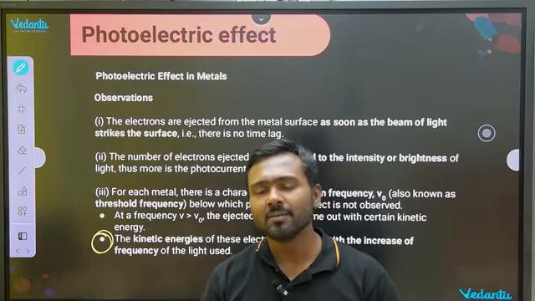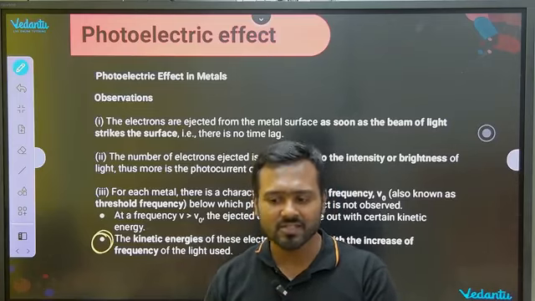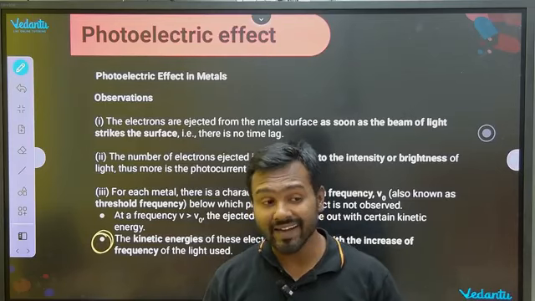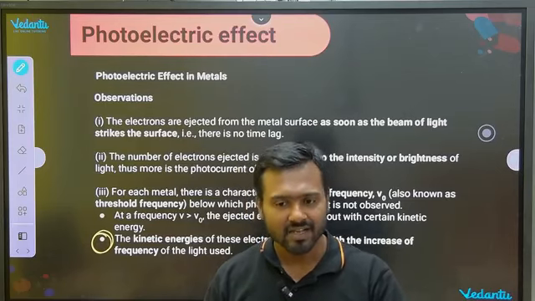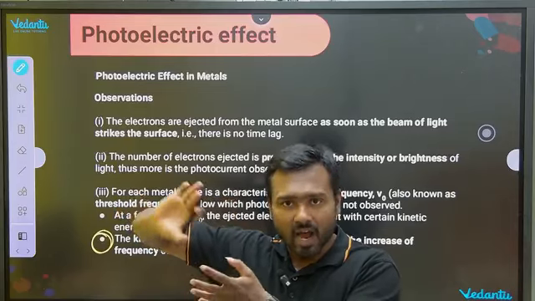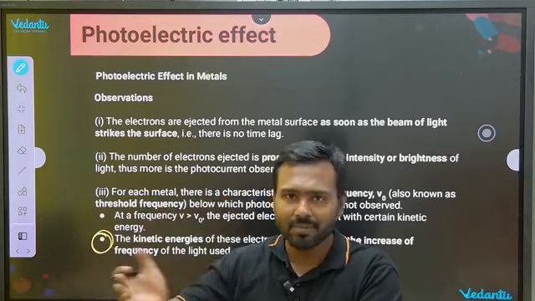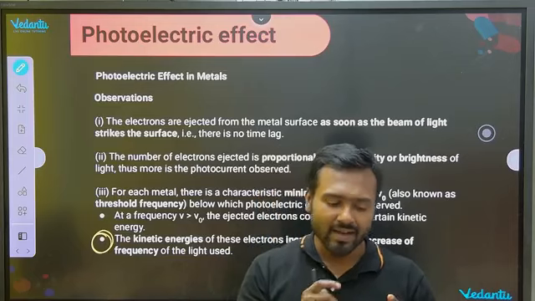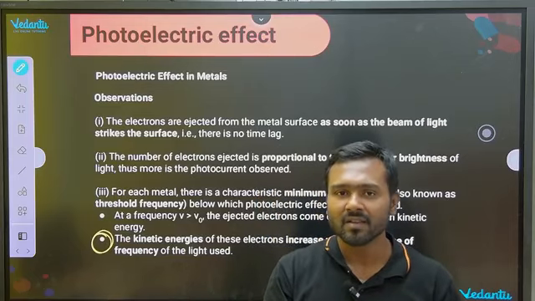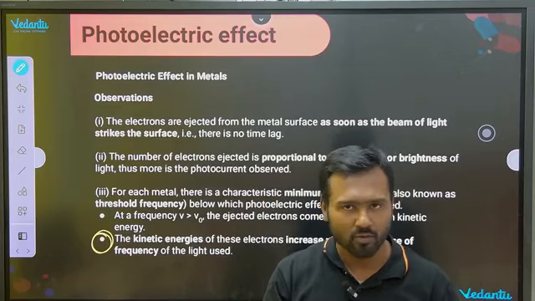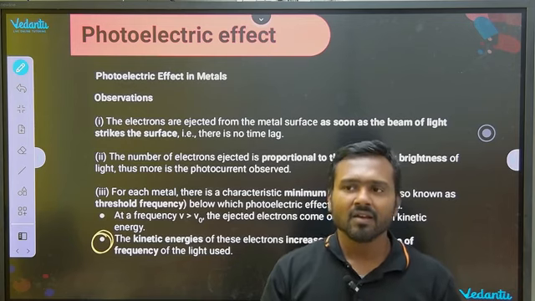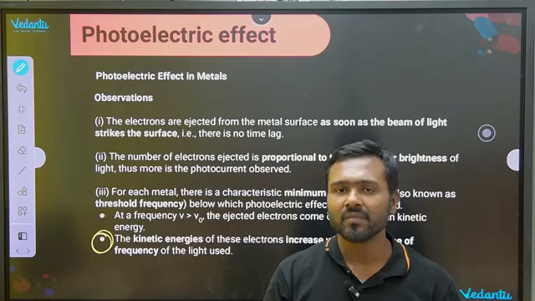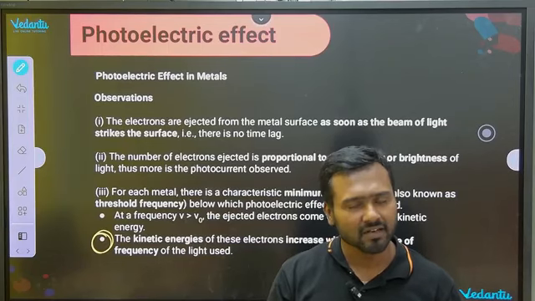The electrons ejected out are called photoelectrons. When the intensity of incident light increases, the number of electrons ejected out is going to increase, but not the kinetic energy. So when does kinetic energy increase? When the frequency of incident light increases. The number of electrons ejected out increases if the intensity of incident light increases.